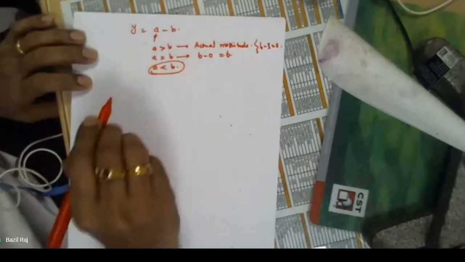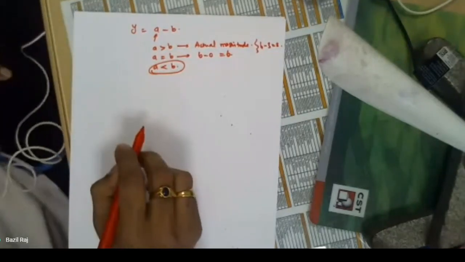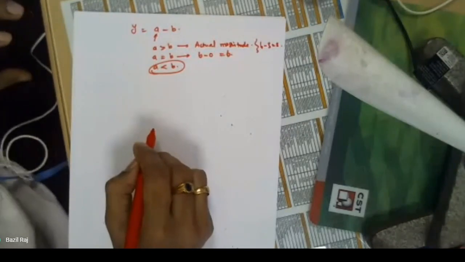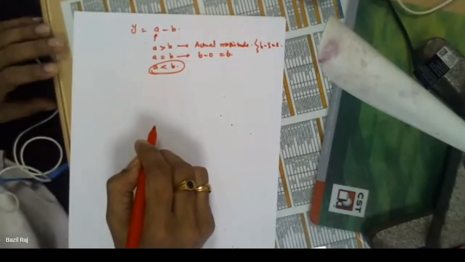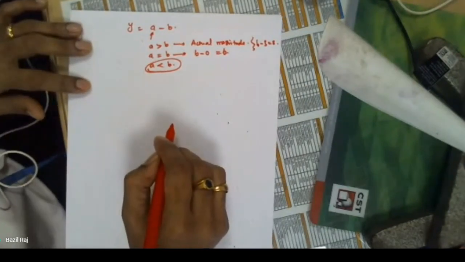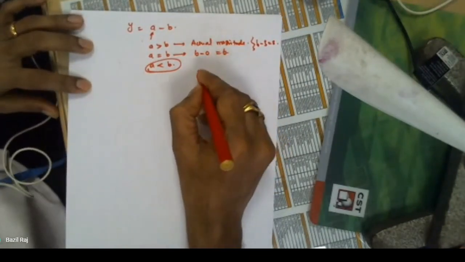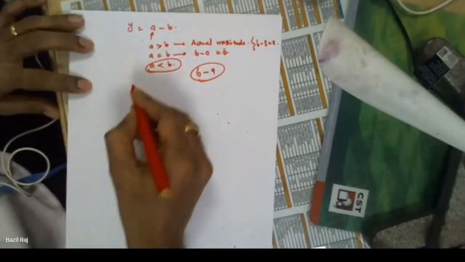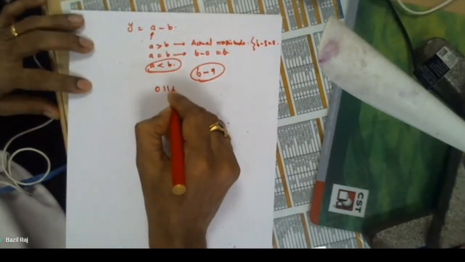But for A less than B, the 2's complement issue will be there, because we know subtraction happens only in the 2's complement. So suppose you take here 6 minus 9, one example. For 6, you take it as it is, 0, 1, 1, 0.